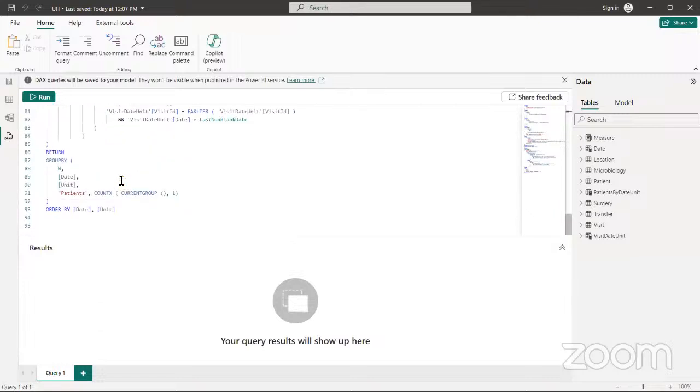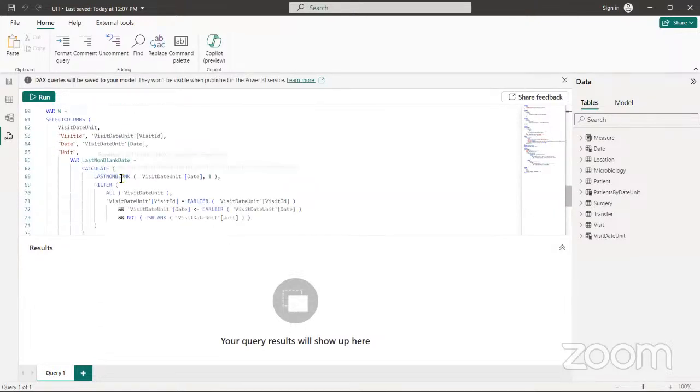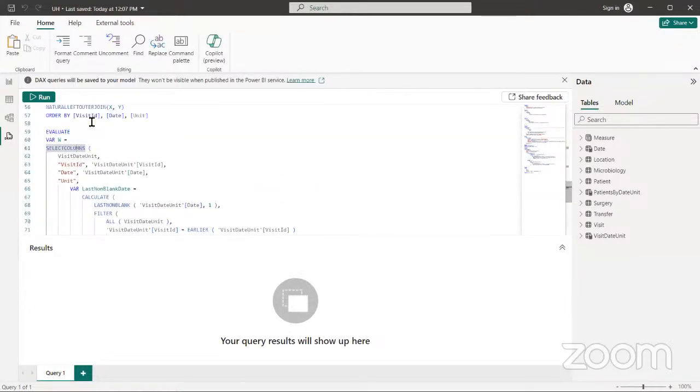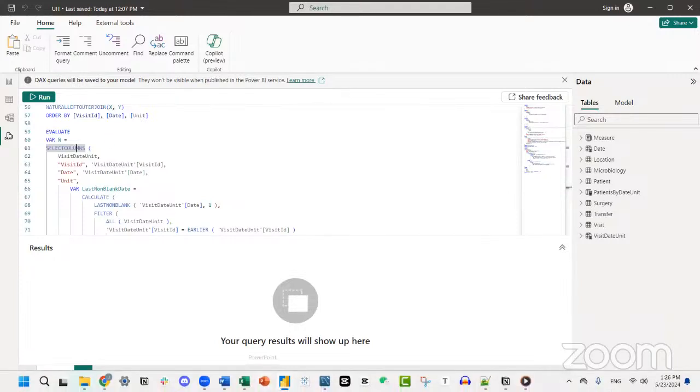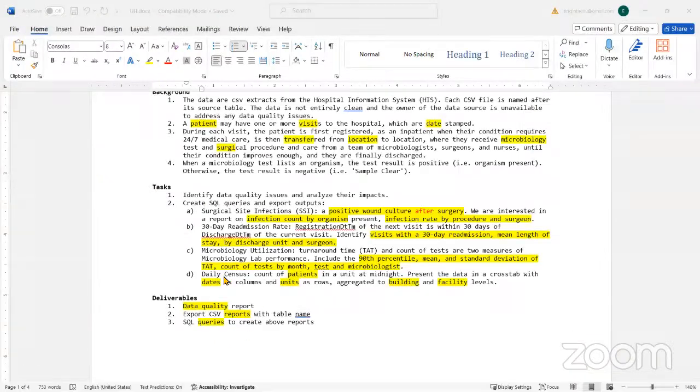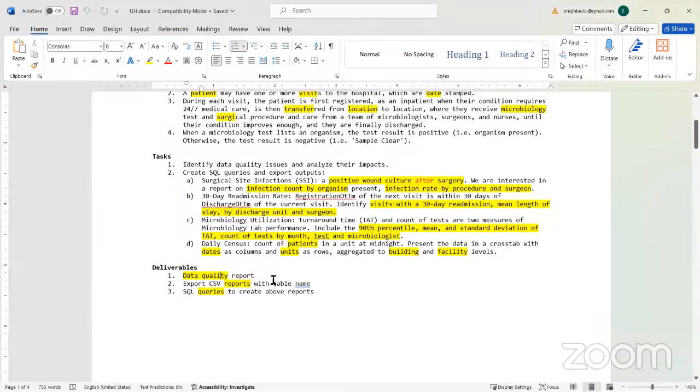So, for instance, the last question is actually not that straightforward. If you recall the last question, the daily census, count of patients in a unit and present the data in a crosstab. Okay, let me take care of the question first.